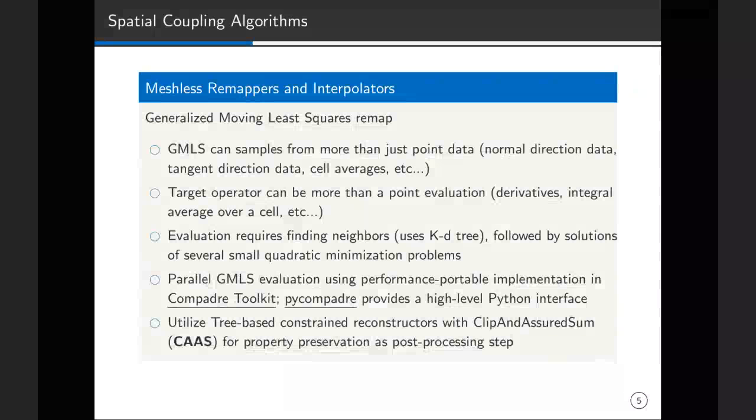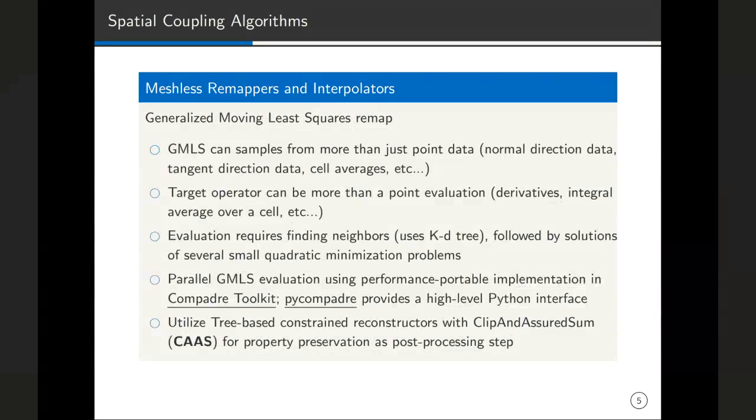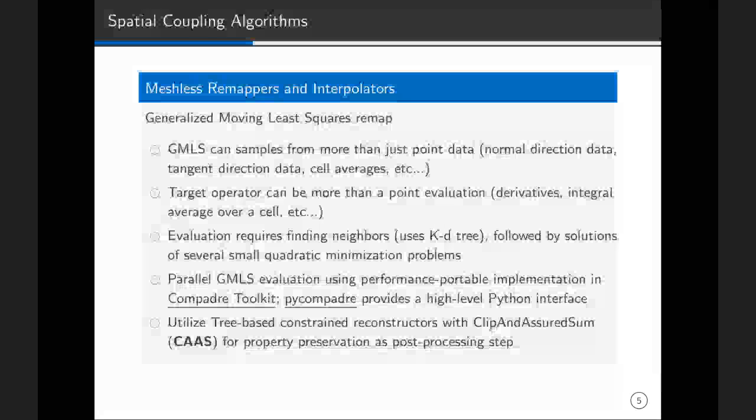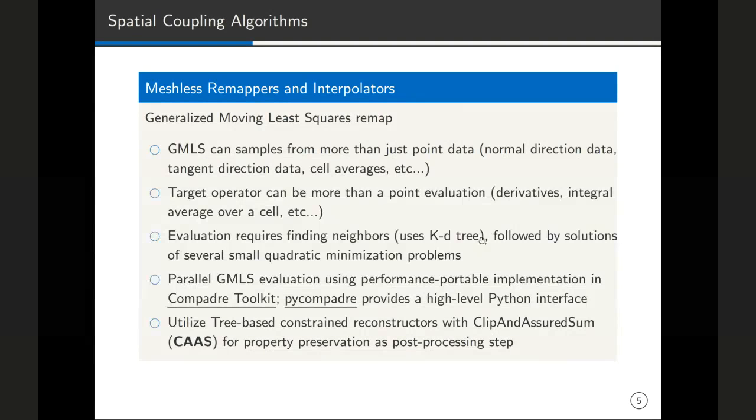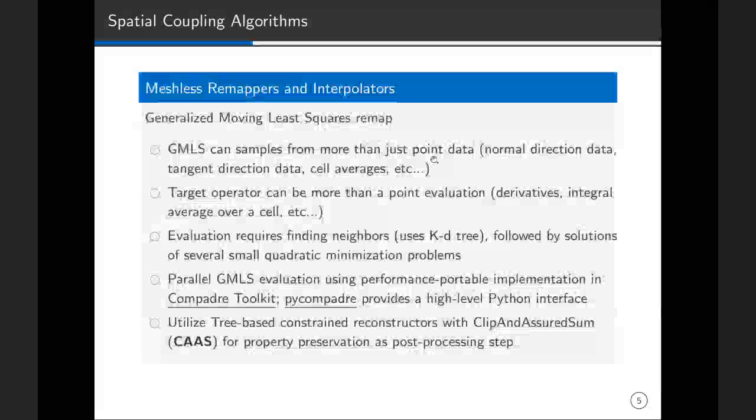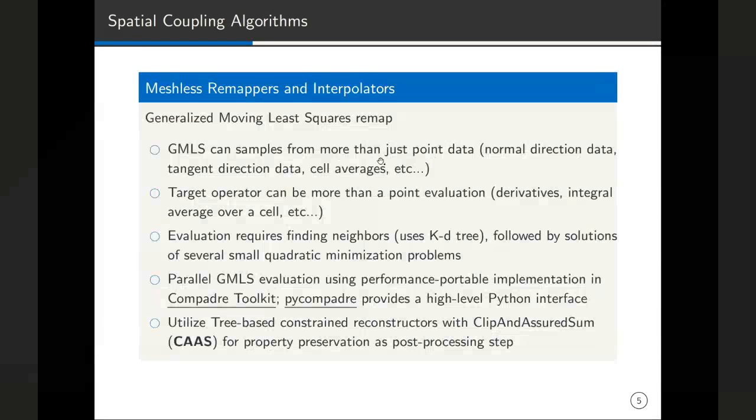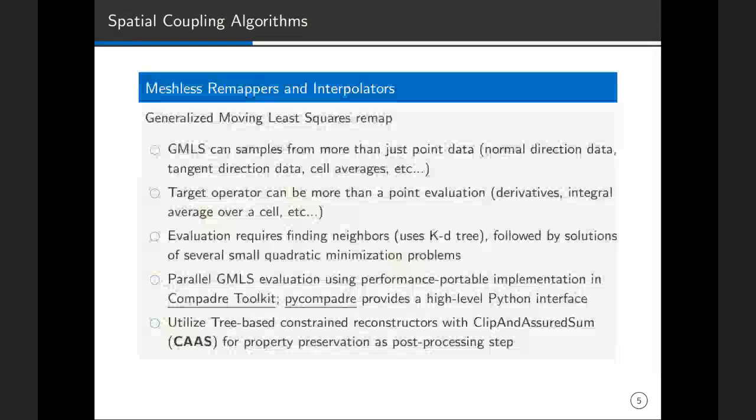On the other end of the spectrum, we have the meshless remappers. First, I'm going to touch on the generalized moving least squares. The generalized moving least squares can actually take more than just the point data. These are meshless, so they just look at the vertex data, but you can include the normal data and the tangent derivative data, and also cell averages or anything more as inputs for the generalized moving least squares.